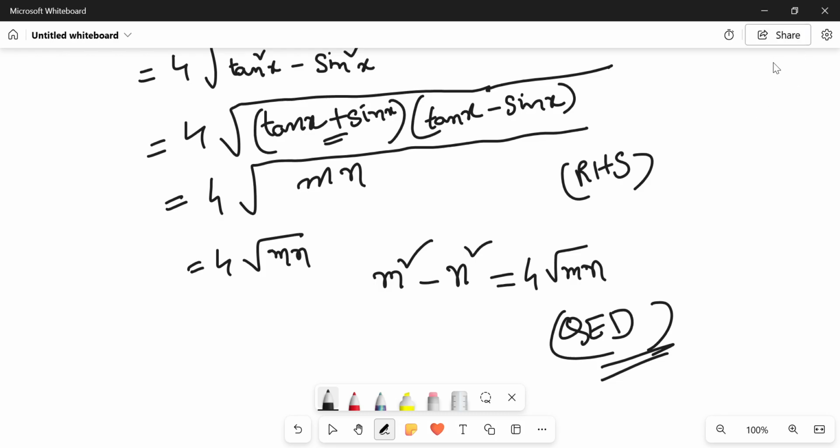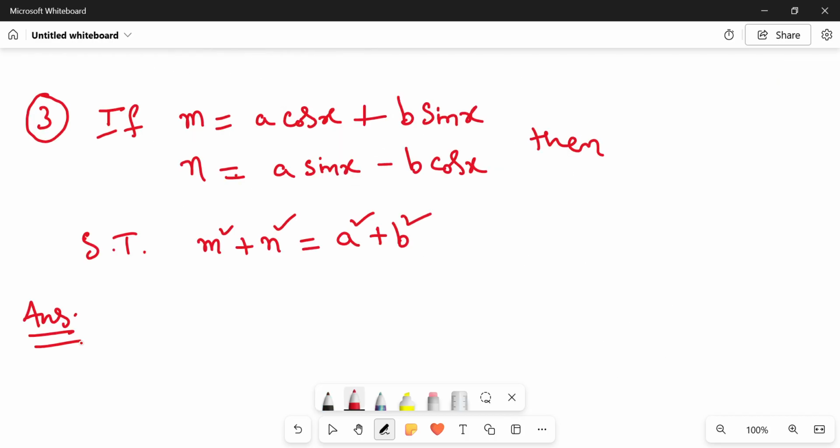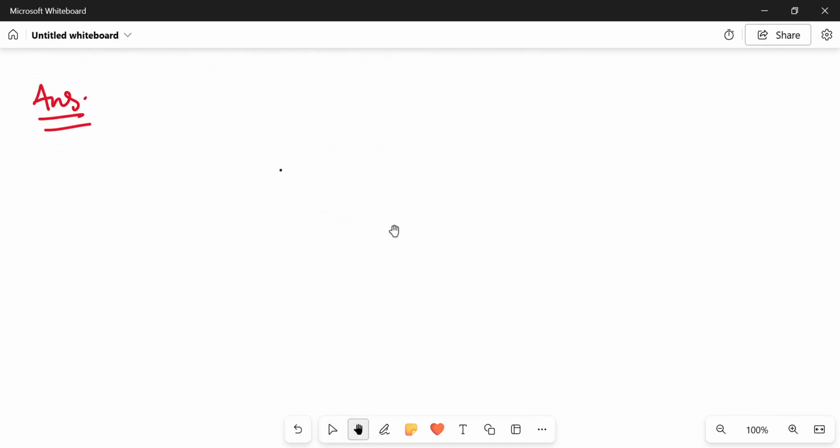Okay, let's see another problem. Let's see problem number 3. It is given that m is equal to a cos x plus b sin x and n is equal to a sin x minus b cos x. Then you got to show that m square plus n square is equal to a square plus b square. This is a relatively very easy problem. You just have to square it and add up the things. Actually, this is relatively easy compared to the other problems we have solved just now.